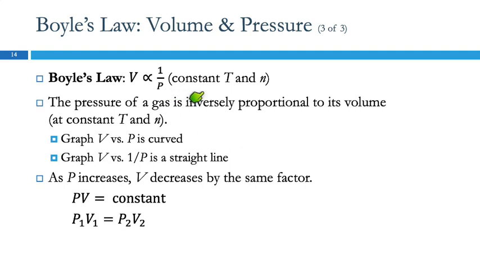It's important to note that in order for this to be true, we have to keep the other two parameters or properties the same. The temperature has to be constant, and the amount of gas has to be constant. So as P increases, V decreases by the same factor, so we can imply that pressure times volume is equal to a constant. So this is how Boyle's law is usually expressed. P1V1 equals P2V2. The pressure times the volume in one set of conditions is equal to a constant, which will be equal to the pressure times the volume in another set, as long as you keep T and n constant.